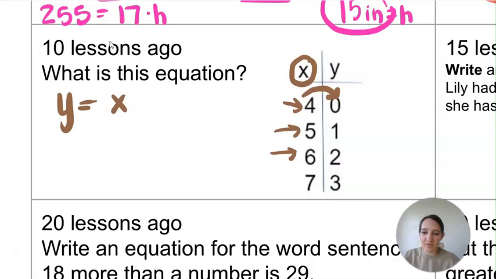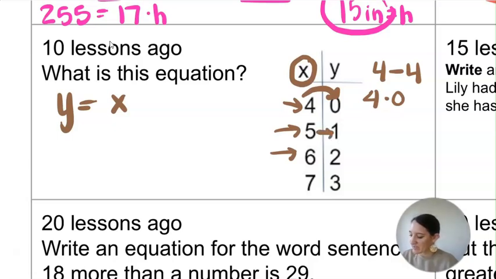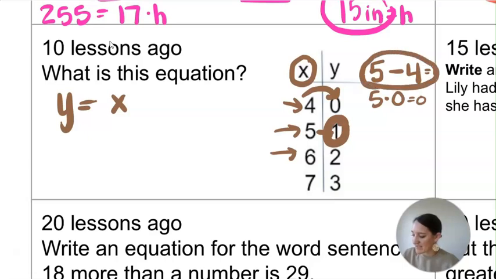So what could happen to 4 to get to 0? Well, it was either 4 times 0 or it was 4 minus 4, right? Those are the two options. But if I look at this 5, what could have happened with the 5? Well, 5 minus 4 is 1. 5 times 0 is 0. And if y ended up being 1, that means it must be this. And that works here too, huh?